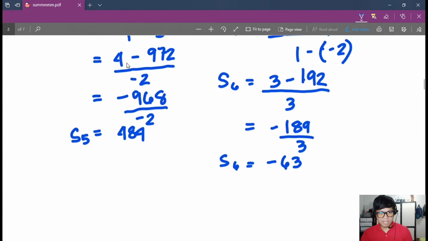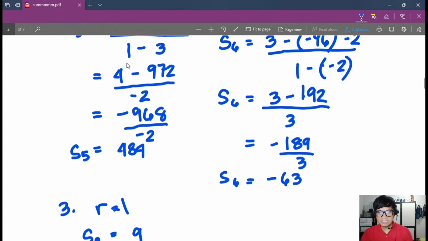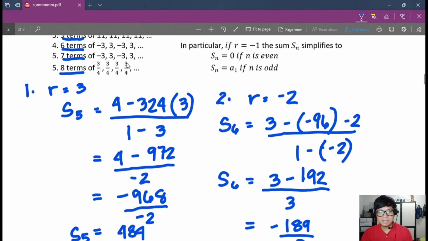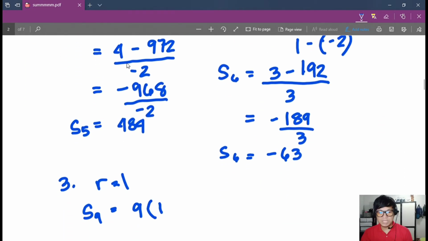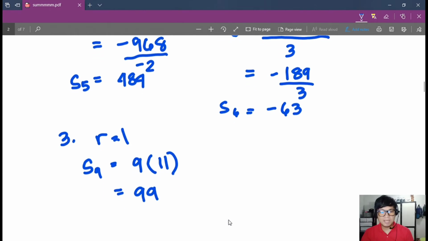So, meaning, ang sagot natin for number 3, the common ratio is 1, ang gagawin natin, S sub 9, or the sum of the first 9 terms is equal to 9, kasi n natin is 9. Ilan lahat ang terms? So, 9 times the first term, which is 11. So, 9 times 11 is 99. Ay, sorry, hindi. 9 times 11, that's 99. Tama pala. S sub 9 is equal to 99. So, ganun lang kasimple pag yung common ratio natin is equal to 1.